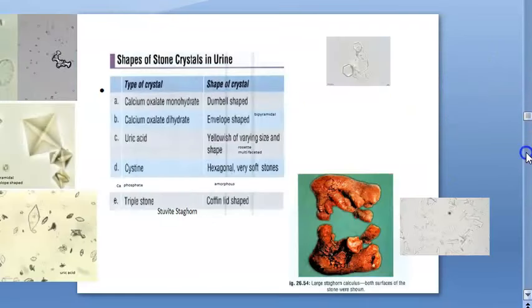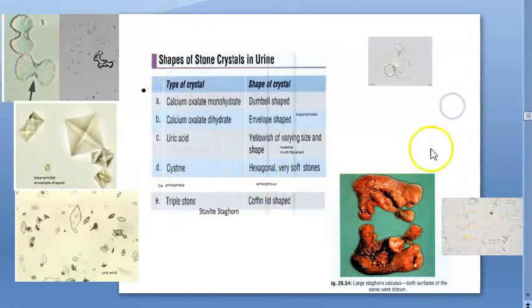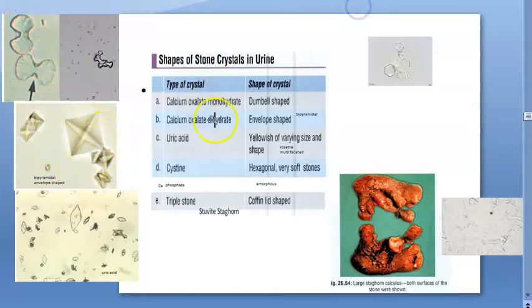Epi means above, right? Obviously. The shapes of stones in microscopy, you'll have to know the crystal structure, guys. That's why we are telling you. The calcium oxalate one that you learnt, right? In that you have monohydrate and dihydrate. Monohydrate is dumbbell shaped, dihydrate is like this one.